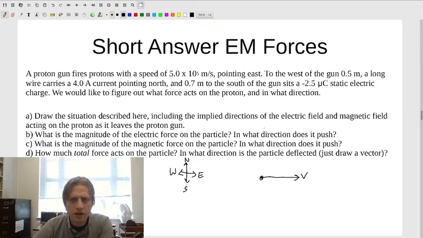To the west of the gun, 0.5 meters, a long wire carries 4 amps of current pointing north. Okay, so I'm going to draw this distance is 0.5 meters. And I have a long wire here where I have I equals 4 amps.